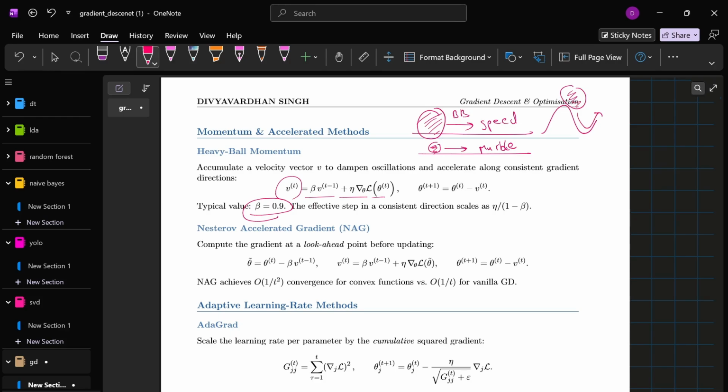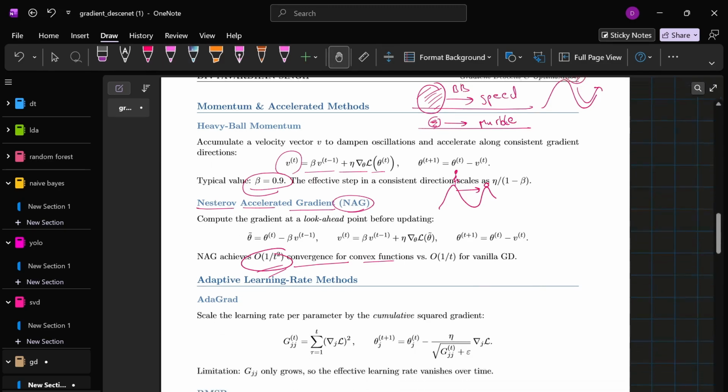Moving forward, we have the Nesterov accelerated gradient (NAG). It's a very smart version. It's like a peek ahead, where you get the information before. It gives you a time complexity of big O of 1 by t squared. And it converges roughly as fast as twice, mathematically, as we can see.